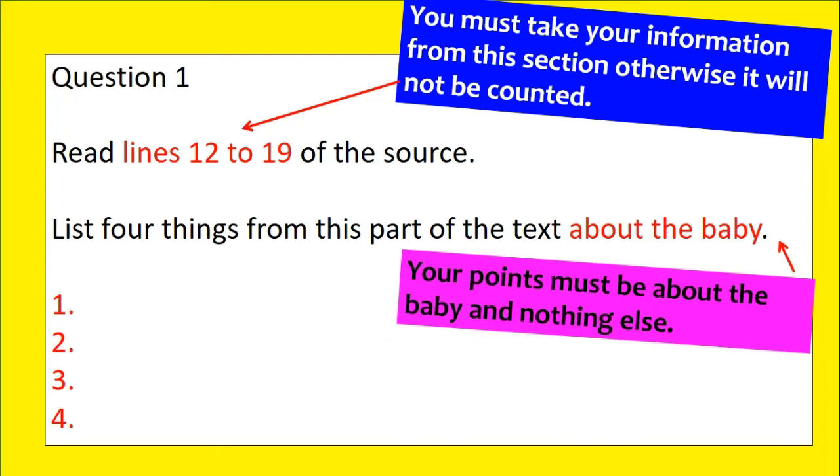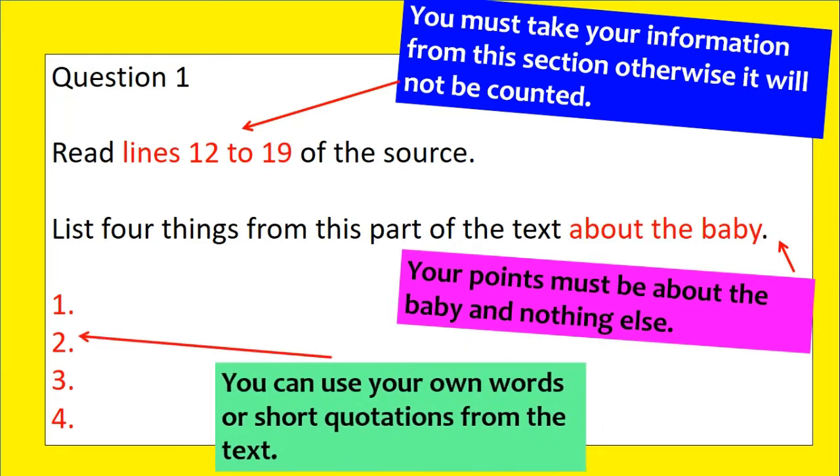So say, for example, list 4 things about the baby. However, the whole text is about a family. If you talked about the mother or the father, you're not going to get any marks. It's only to do with the baby.